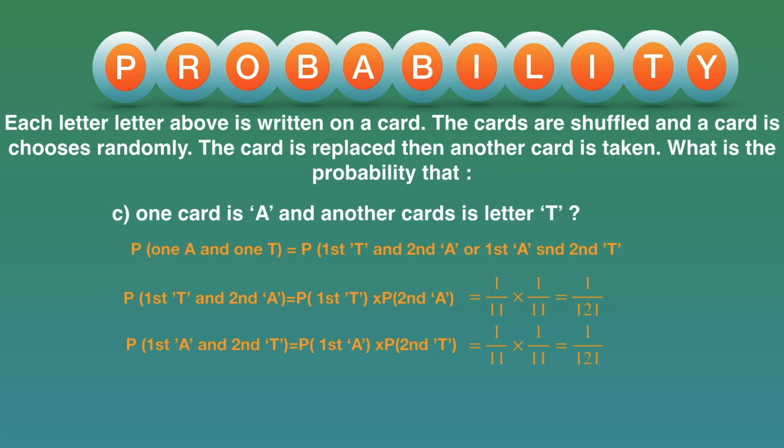Now, if you are not familiar with mutually exclusive events, please refer to my earlier videos on mutually exclusive events. In this case, after 2 draws, you will end up with either T and A or A and T. This cannot occur at the same time. Therefore, these two are mutually exclusive events, and we can find the probability by adding 1 over 121 with 1 over 121, which is equal to 2 over 121.